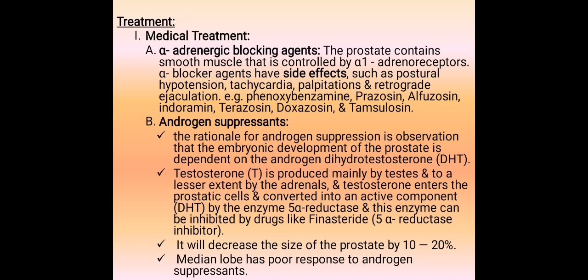There are two 5-alpha reductase inhibitors. First one is finasteride, the other one is dutasteride. Finasteride is more selective, dutasteride is less selective. 5-alpha reductase inhibitors will decrease the size of the prostate by 10 to 20%. Median lobe has a poor response to androgen suppressants.